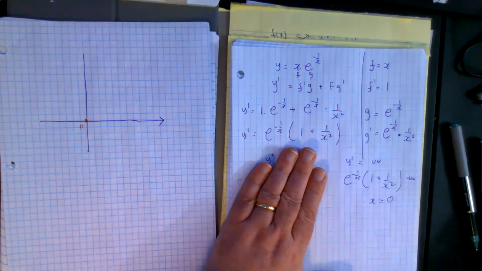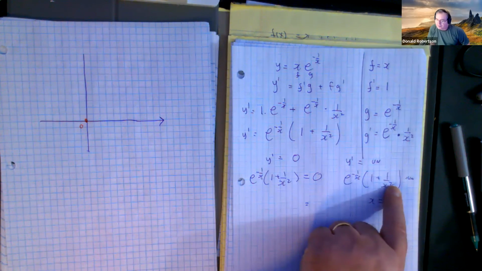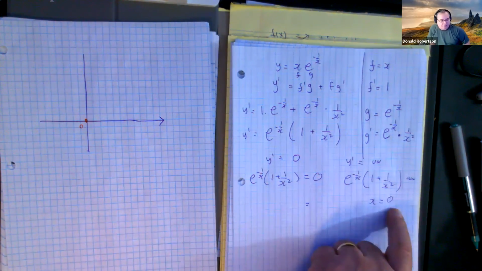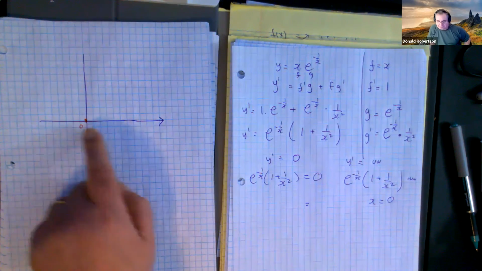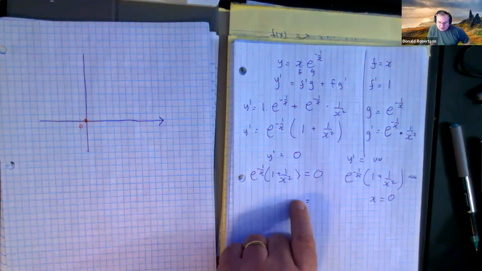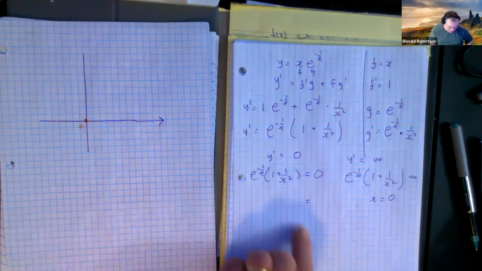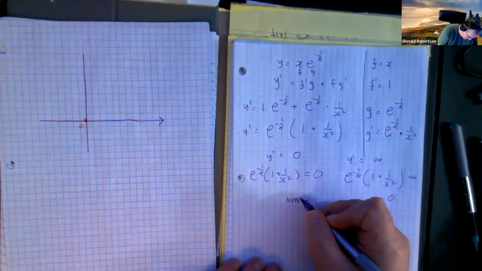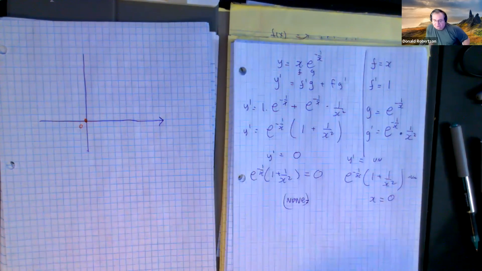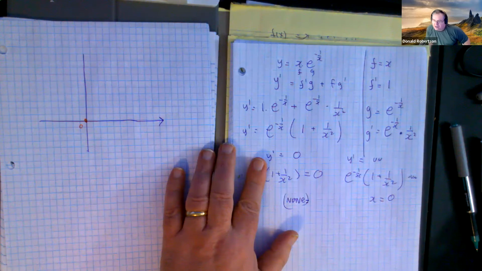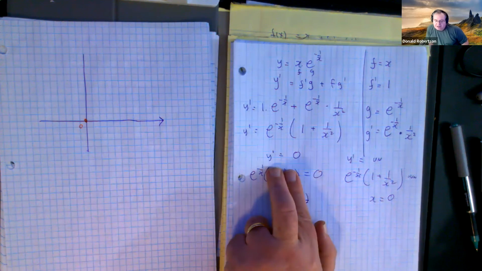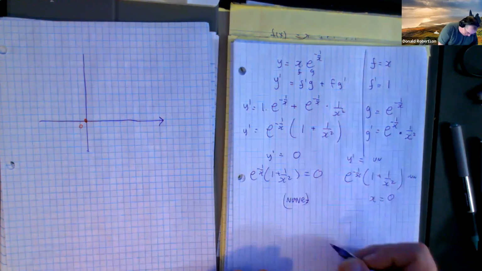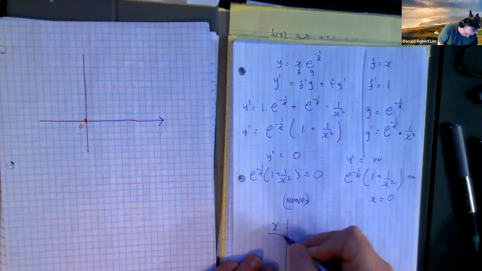Would you agree 0? If that isn't 0 a problem here and it's another problem here, right? It's a problem everywhere. Now this is less obvious. This guy is never going to be 0. We've already argued why 1 plus 1 over x squared is never 0. Can you trust me that e to the power of anything is never 0, right? E squared is never 0, e to the negative 2 is never 0, e to the 0 is 1. It's never 0, so there are none, which means that we don't have a very big table of signs.